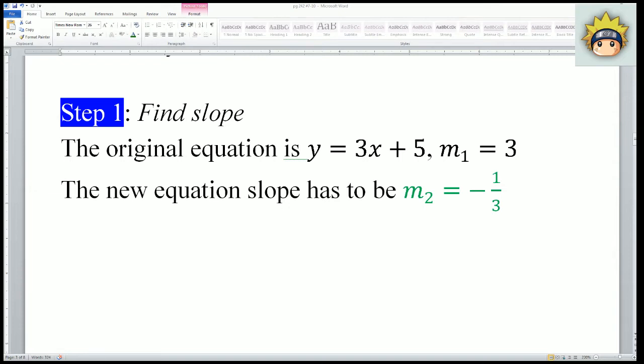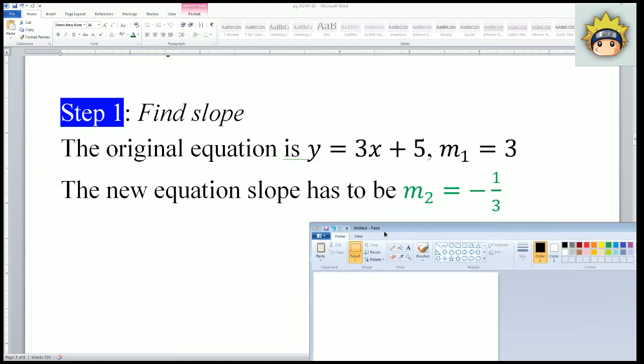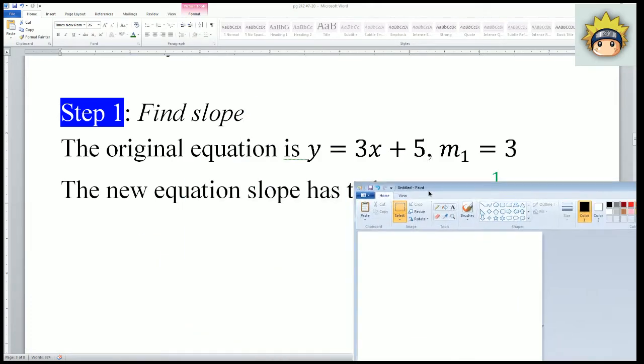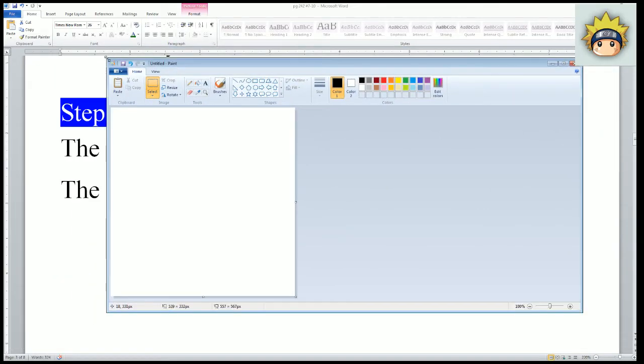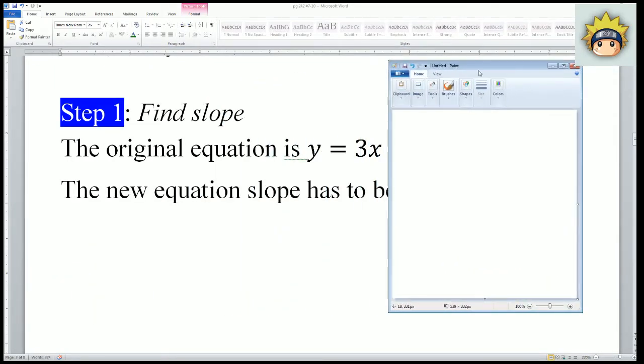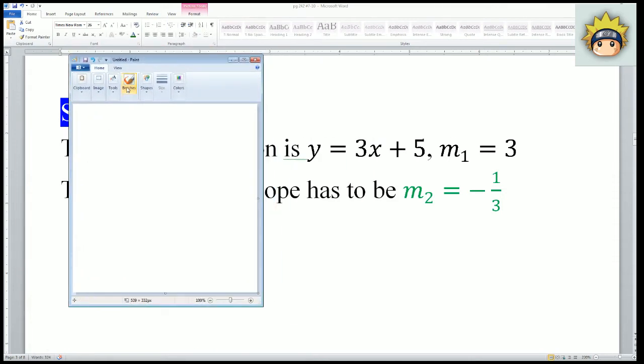Again, let's bring up Paint to help us. Let me scoot this a little bit over here so we could see it better. All right, here's the brush. We have the slope 3 over 1 right here. That is my original slope. I need to do the opposite. What is the opposite of 3 over 1? It's negative 3 over 1.